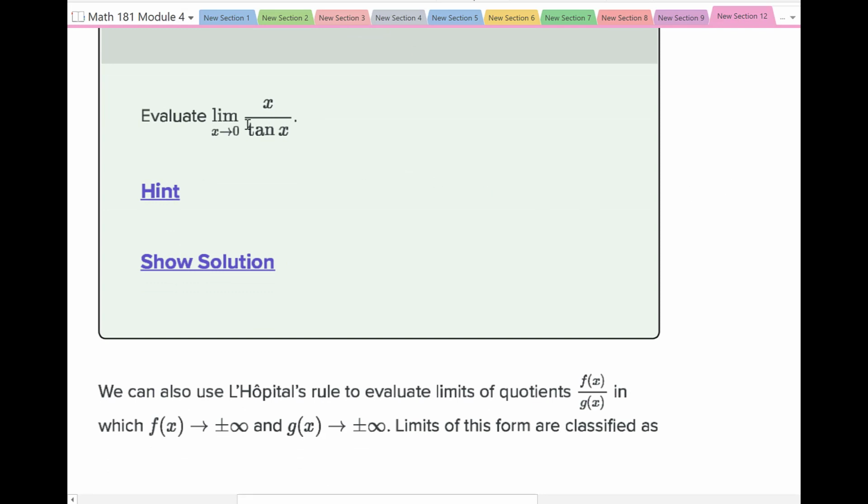Okay, evaluate the limit as x approaches 0 of x over tangent of x. So right now it's 0 over 0 is the limit. So L'Hopital's rule applies. So we will apply L'Hopital's rule.